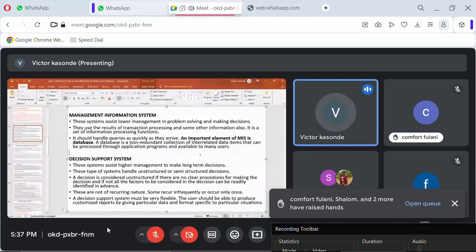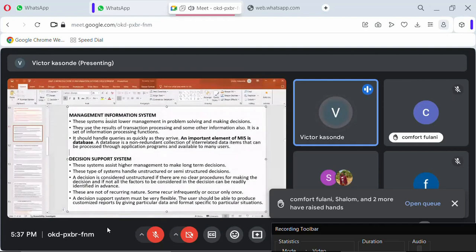I can say these management information systems are in the middle part, middle management in short. Top management are the people on top who make decisions based on what the management information system has availed to them. They can make long-term decisions.